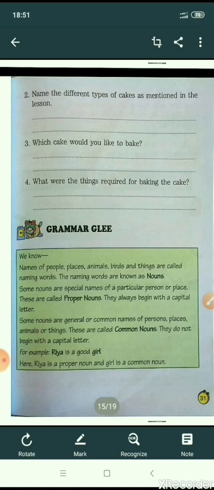Then next part. Some nouns are general or common names of persons, places, animals, or things. These are called common nouns. They do not begin with a capital letter. Children, it's a general or common name for the same type of person, places, or things. It's a general or common name, such as boy, city, festival, months, etc.